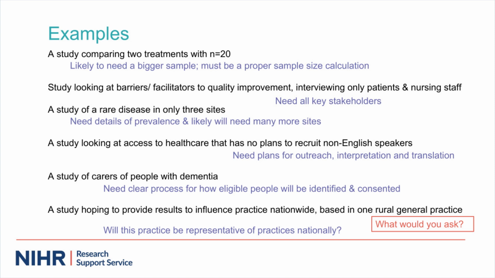A study hoping to provide results to influence practice nationwide based on one rural general practice. So give me a few things that you might ask as a reviewer if you were presented with that as a recruitment strategy. I think obviously, is it representative of practices nationally? If you're only gathering information from one practice and then you're going to try and extrapolate your results and make them generalizable to other practices elsewhere or the health service elsewhere, you have to ask yourselves, is this really a good way to do this? And we need to actually have more representative practices.